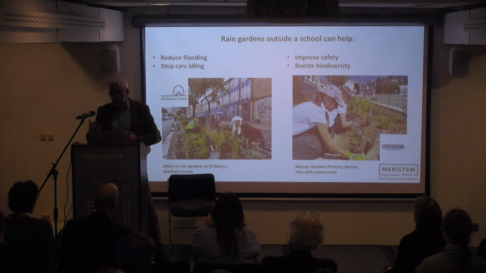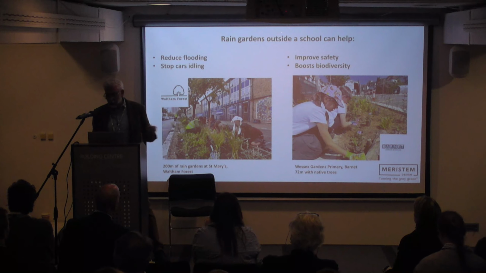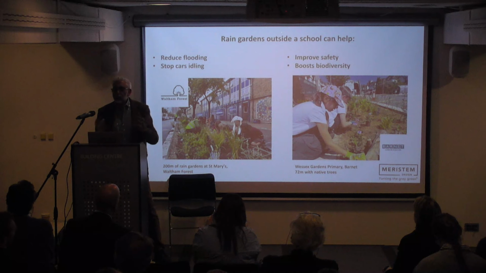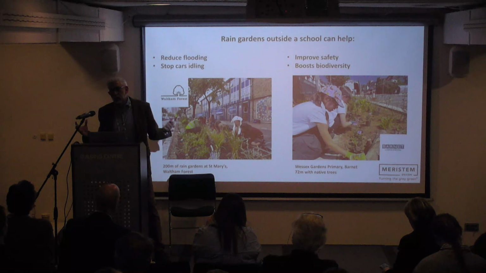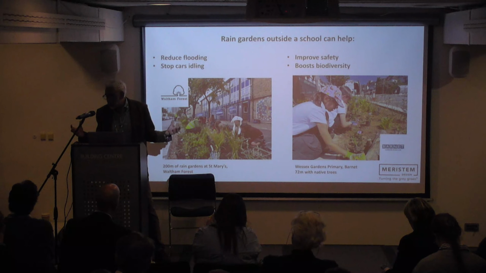It improves biodiversity, obviously, by putting planting there, but it also allows you to educate the children, as part of the rain garden. So this is one at St Mary's in Waltham Forest, 200 square metres of rain gardens, and the one on the other side in Barnet, that's Wessex Gardens, Barnet School. So when you do SuDS, it's not only within the school, but we're now pushing the SuDS schemes to the front of the schools, and that soaks up the flooding for that whole area.